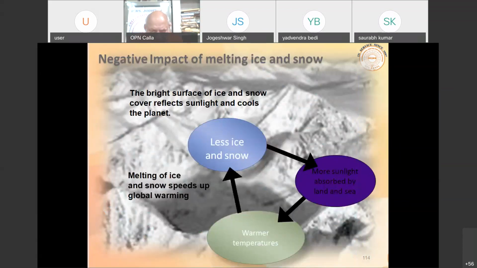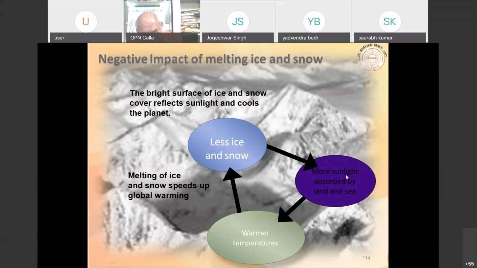Now you see here, you see this triangle: less ice and snow means more sunlight absorbed by land and sea. Because of that, warmer temperatures. So this is a cycle.